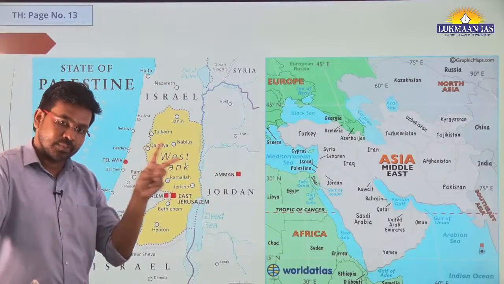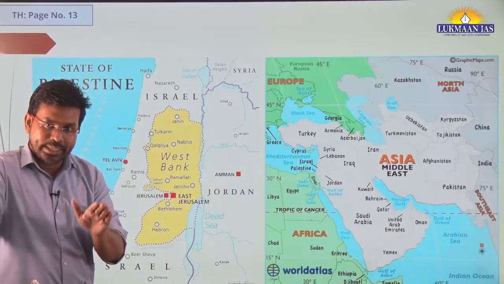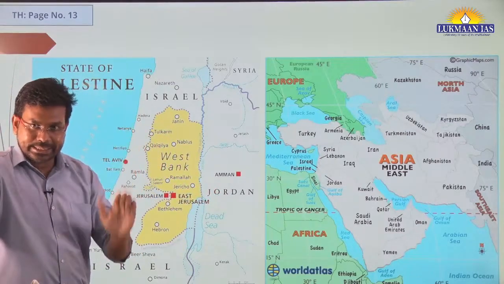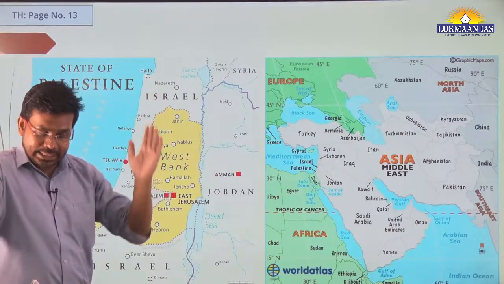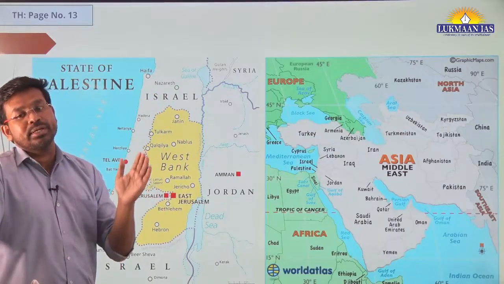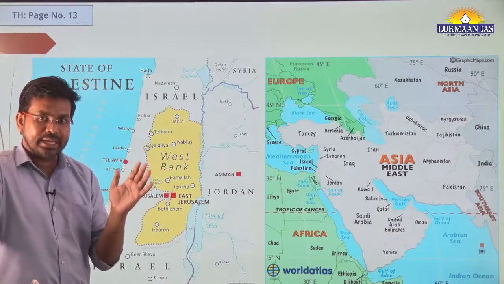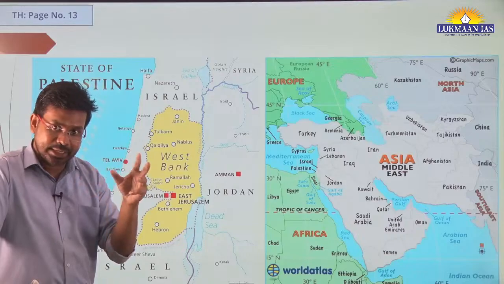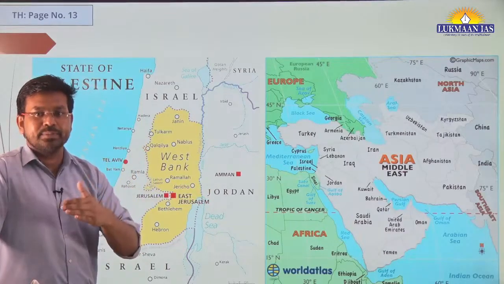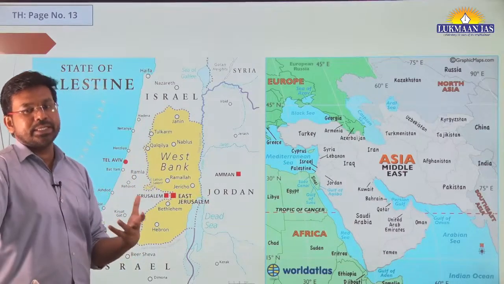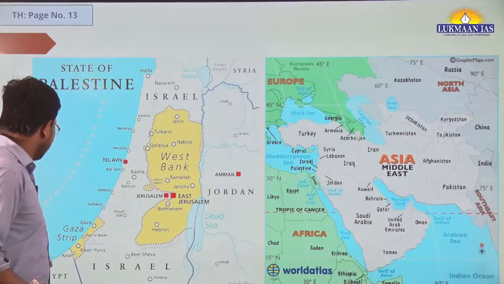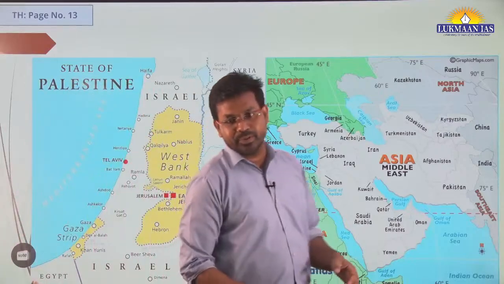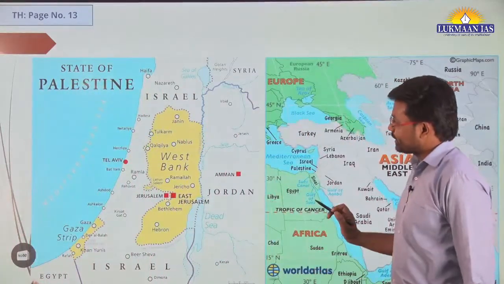Then there was a fight between Israel and Egypt and Syria. But Israel was supported by the USA, and that's why Israel was able to capture territories of Syria and Egypt as well. It has captured territories of many countries, and now it has become a bigger state. But the Palestinian people don't want to compromise on that front. So the war fighting is happening.